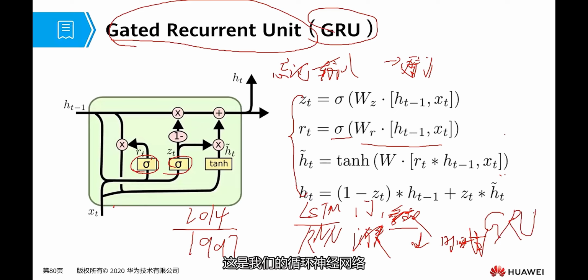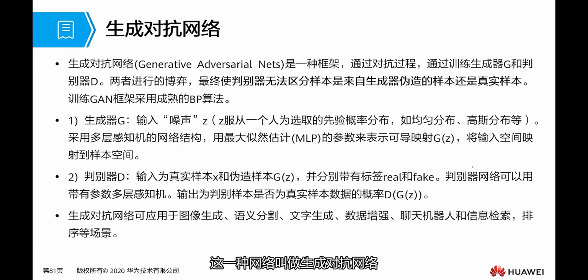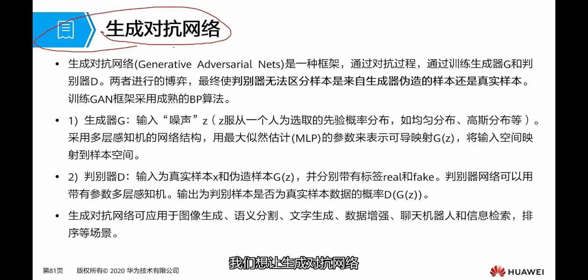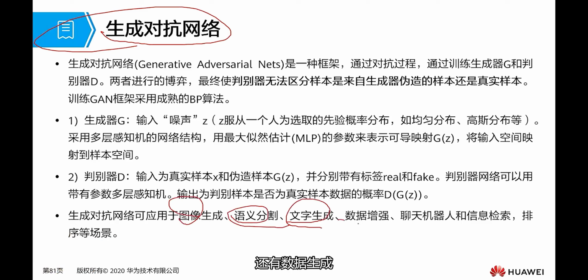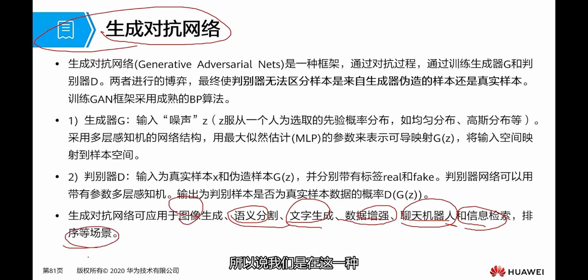Now let's take a look at another type of network, which is called a generative adversarial network, GAN. What problem does the GAN aim to solve? We want the generative adversarial network to generate images, generate semantics, do text generation, data generation, chatbots, information retrieval, sorting and so on. So we invented this generative adversarial network as an optimization of previous networks. It's actually an idea, an architecture.